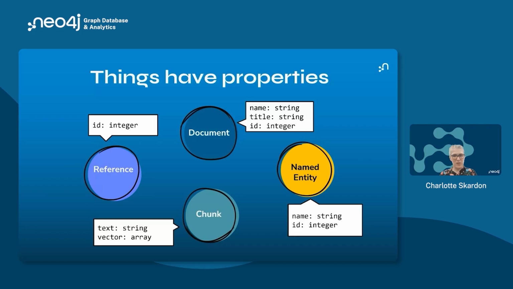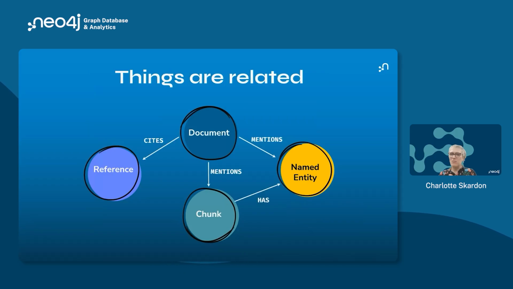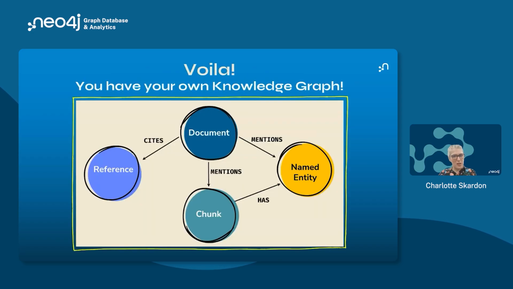But the thing which obviously brings a graph database to the fore is when we add in relationships. So those things are all related. A document cites a reference. A document mentions chunks, so a document is made up of chunks. A document also mentions named entities, and chunks have named entities as well. So your molecule will be part of a chunk, which is part of a document, and that document might cite something else. Right, so now we have ourselves a knowledge graph.